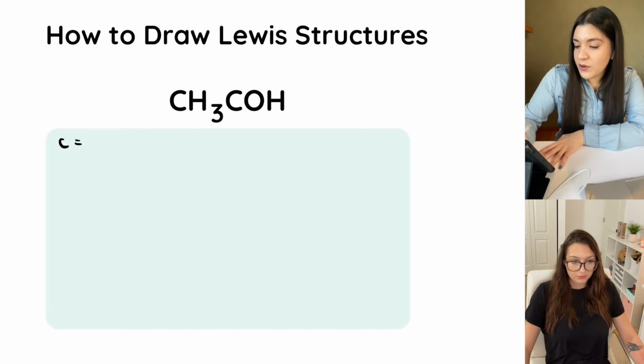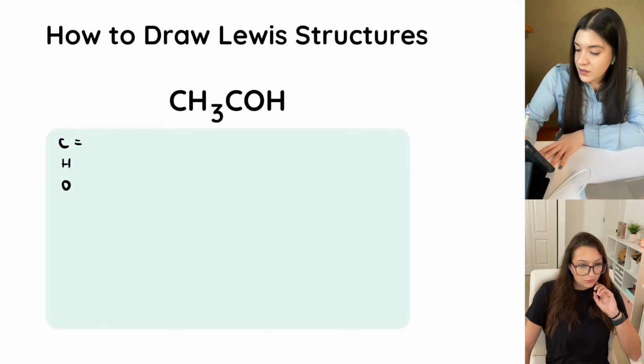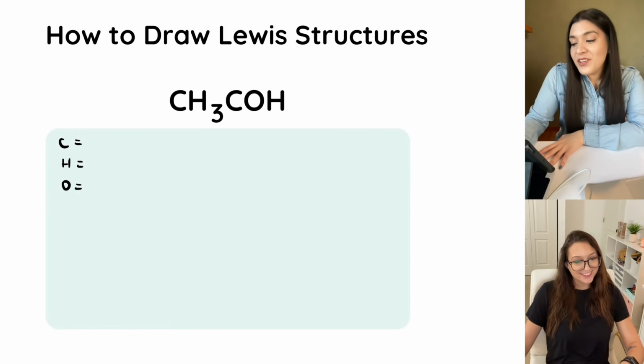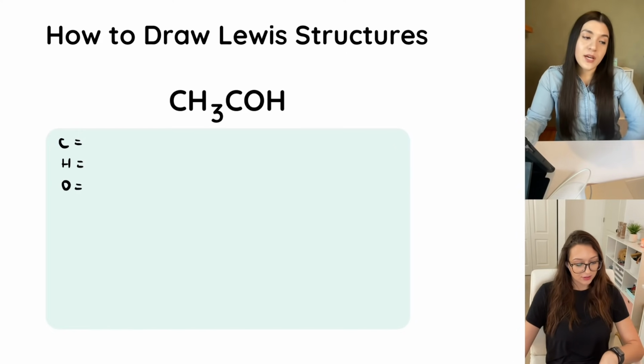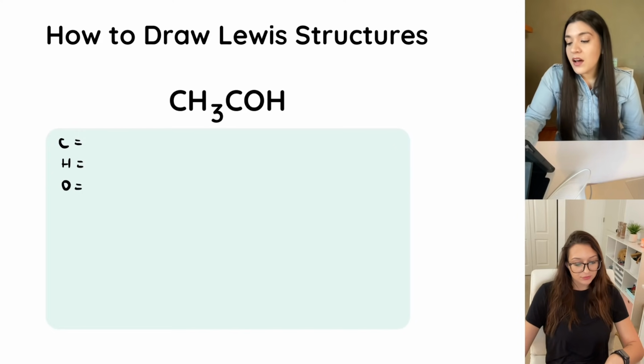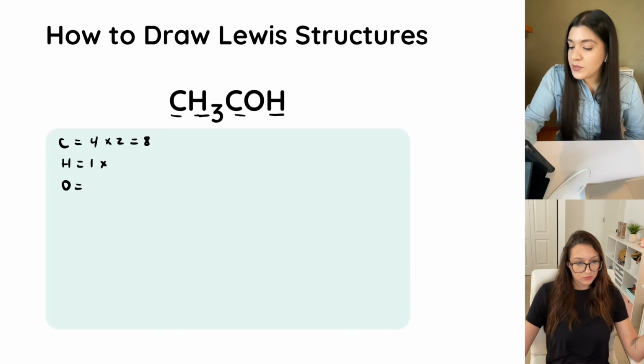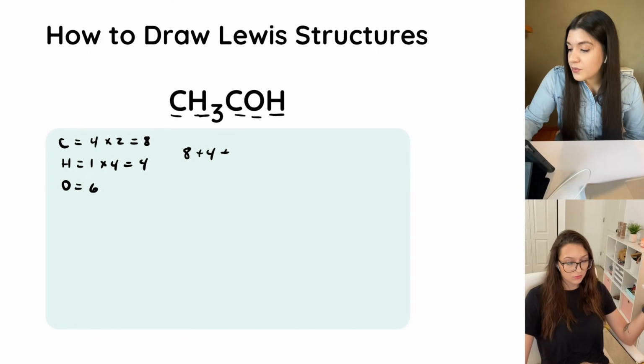So once again, let's calculate how many valence electrons we have. You're going to see this a lot: the most common atoms we'll see are carbon, hydrogen, and oxygen. Carbon has 4, and there are 2 carbons in this case, so 8. For hydrogens, there's 3 here plus this additional 1, so 4 hydrogens with 1 valence electron each gives 4. And there's only 1 oxygen, so 6. Adding this all together, 8 plus 4 plus 6 gives us 18 valence electrons.